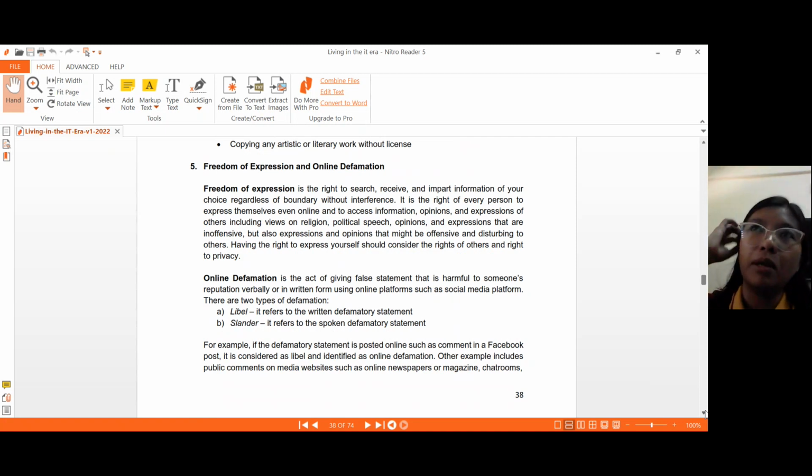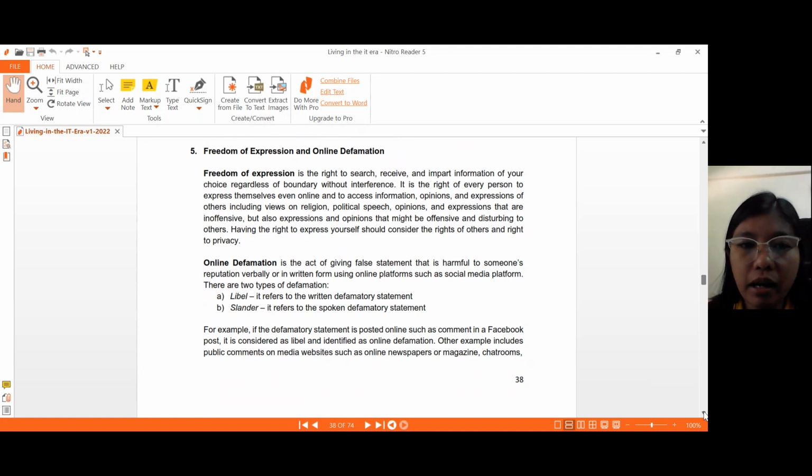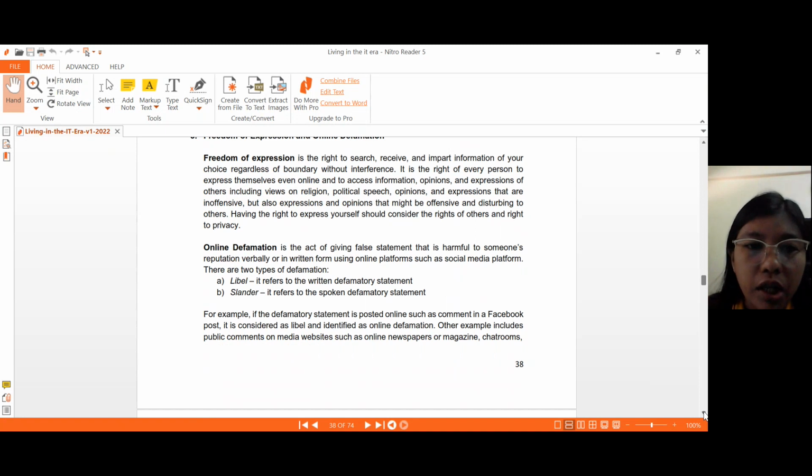Hindi ka basta-basta dapat nagbe-mention ng pangalan or kahit nga hindi ka nag-mention ng pangalan, kung kinarakterize mo siya tapos tumutukoy lang mismo sa kanya yung mga detalye mo doon, yung characteristic mo doon, characterization mo doon, definitely pwede kang kasuhan. Okay?